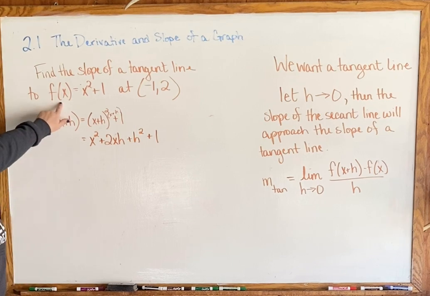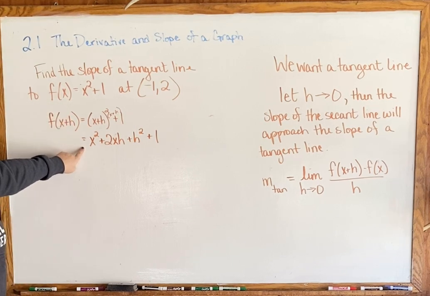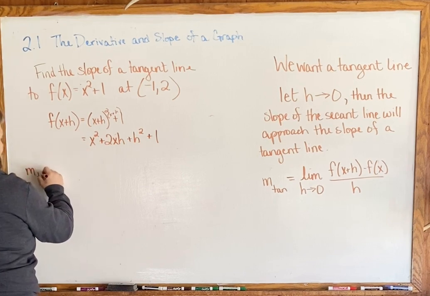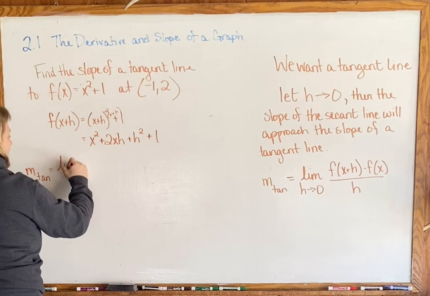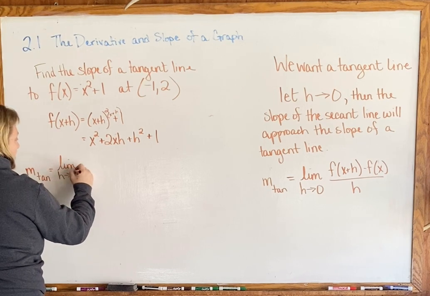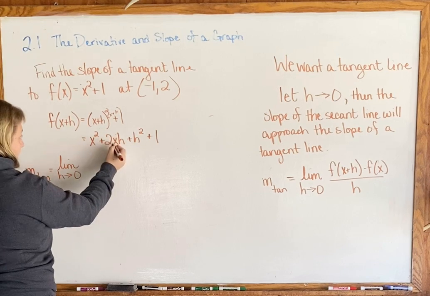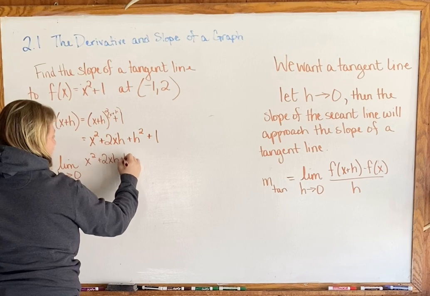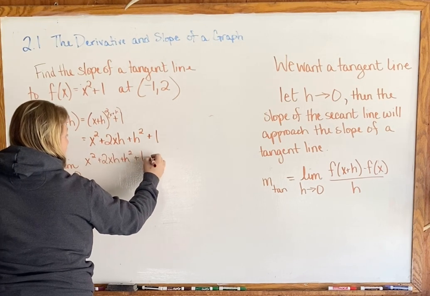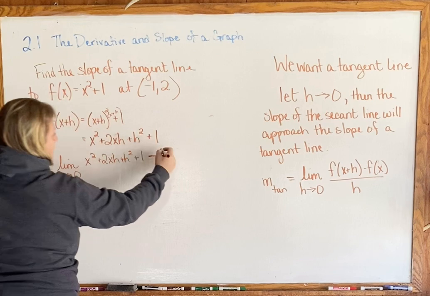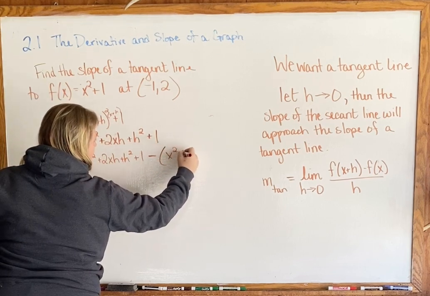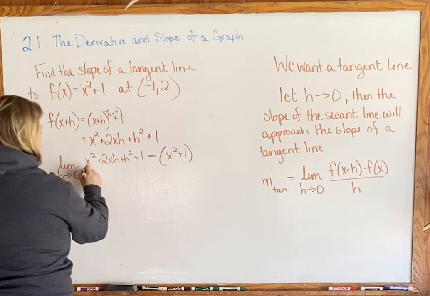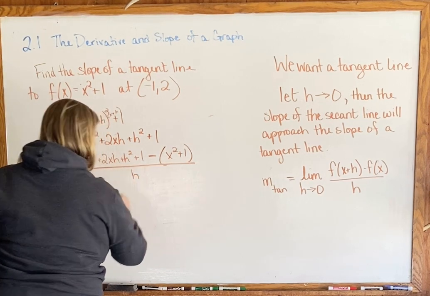So we have the original f of x, and now we have f of x plus h. So now we are ready to plug into the formula. So m tangent is equal to the limit as h approaches 0 of this big guy, x squared plus 2xh plus h squared plus 1, minus the original, so minus x squared plus 1. Make sure you put it in the parentheses so the minus distributes, and then this whole thing is going to be over h.